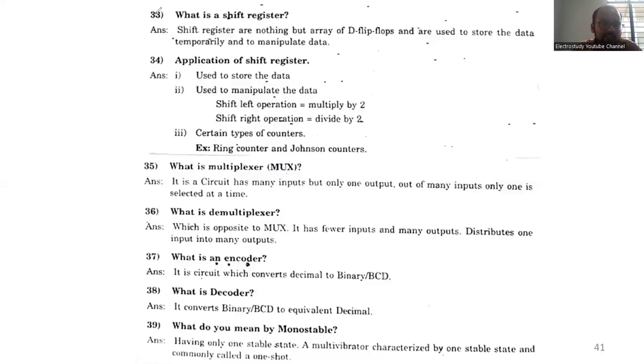What is a shift register? Most common question. Shift registers are nothing but an array of D flip-flops and are used to store the data temporarily and manipulate the data. It's a combination of D flip-flops. You can use other flip-flops also for constructing a shift register, but normally we use D flip-flops. D stands for delay, right? Yes. Applications of shift register: storing the data, manipulating the data, etc.